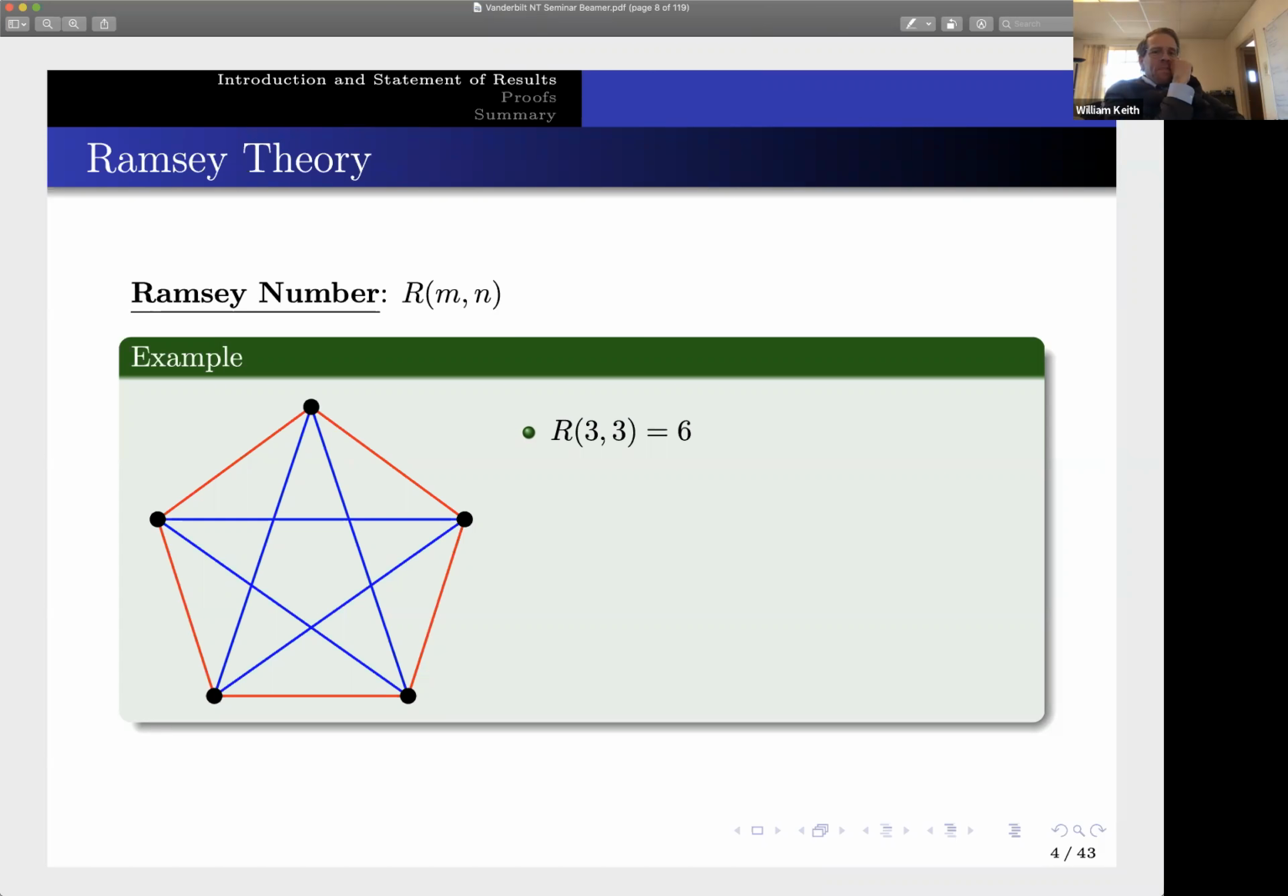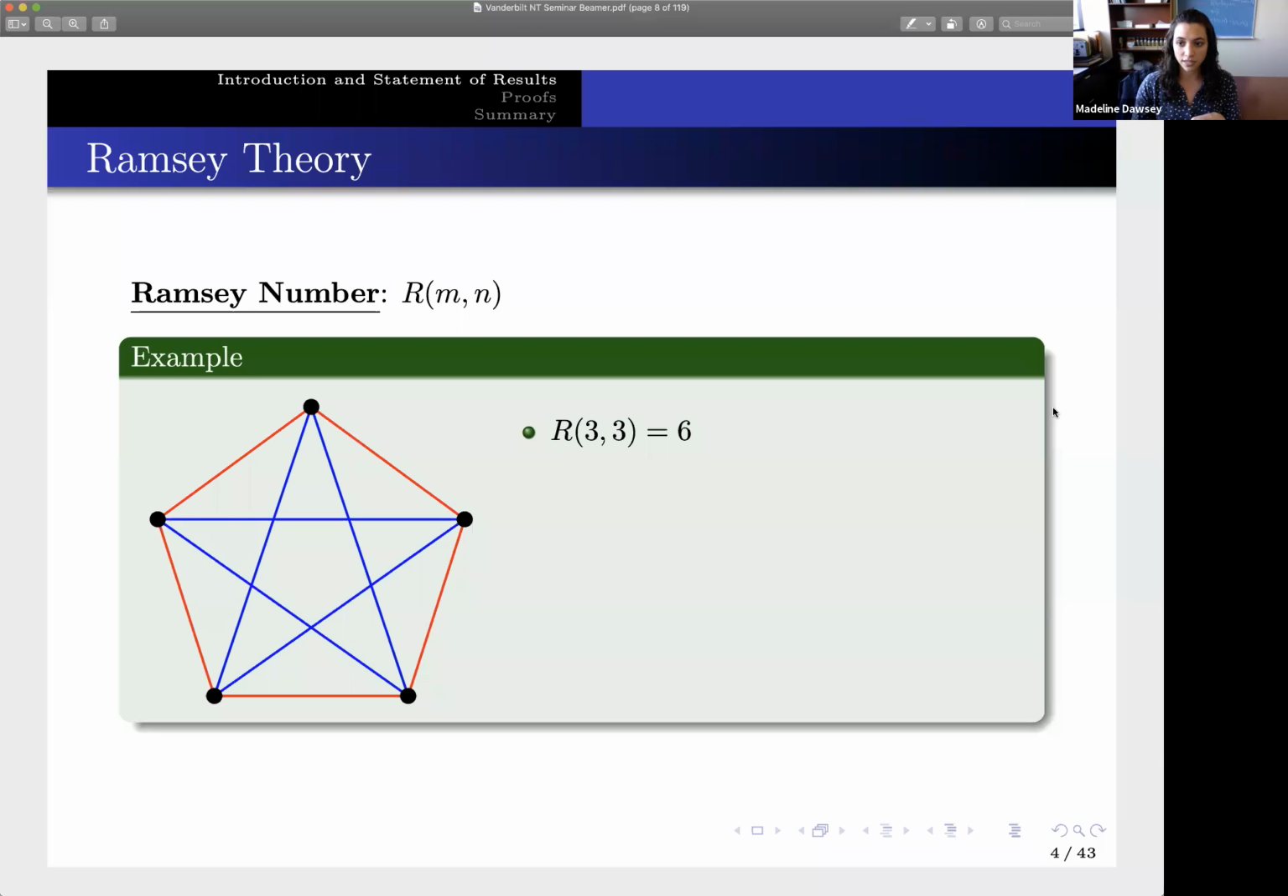All right, sounds good. So we're looking for a red triangle or a blue triangle. And so it's been proven that R of 3, 3 equals 6, meaning if you start with 6 vertices and you color all the edges either red or blue, you have to either have a red triangle or a blue triangle. And this graph here is the example of a graph with 5 vertices that does not have a red triangle or a blue triangle. So it's like the counterexample that shows that R of 3, 3 has to be at least 6.